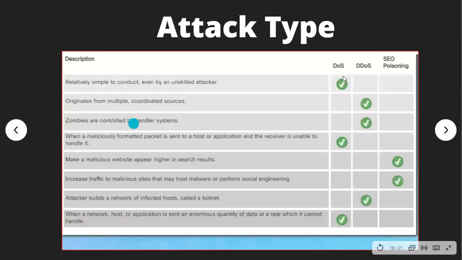So this is the description of the attack types. For example, relatively simple to conduct even by an unskilled attacker, that is DoS. It is quite simple, because you just unplug the power cable or the network cable, and that is DoS already. Originates from multiple coordinated sources, remember the multiple workstations there, that is DDoS. Zombies controlled by handler systems, that is DDoS. When a maliciously formatted packet is sent to a host or application and the receiver is unable to handle it, that is DoS.